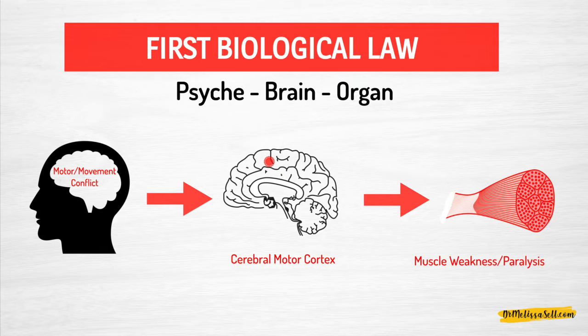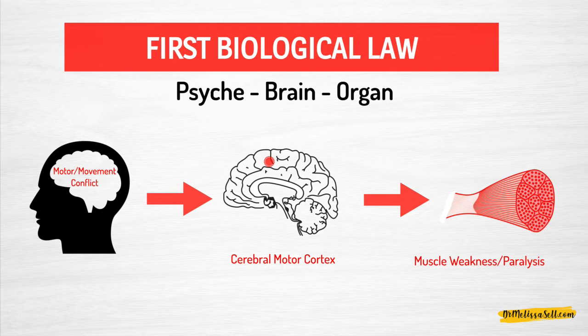And so this happens all at once. We describe it separately because we use words and that's how we describe things, but this occurs at lightning speed as soon as their senses take in that the person is feeling stuck. They have this motor conflict. Immediately at that moment, there is an impact in the brain and the cerebral motor cortex, and there is muscle weakness or paralysis, a decrease in the nerve impulses being sent to a particular muscle group. And again, it happens all at once, and it's all initiated by the psyche, by the perception of the individual.